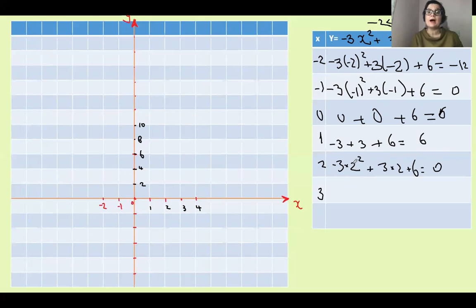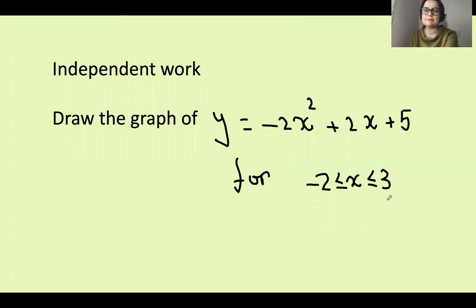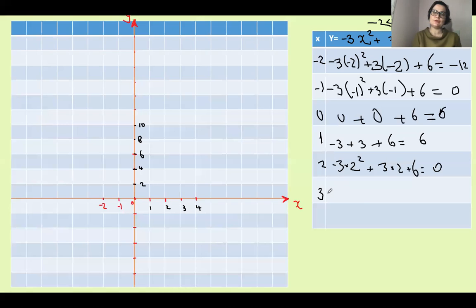But remember, you do the power first, okay? Or indices, or the square, so 2 to the power of 2 times minus 3. So the answer for this one is going to be 0. So 2 to the power of 2 is 4, minus 12 plus 6 is 0. And after we substitute the 3, this is what we're going to have.